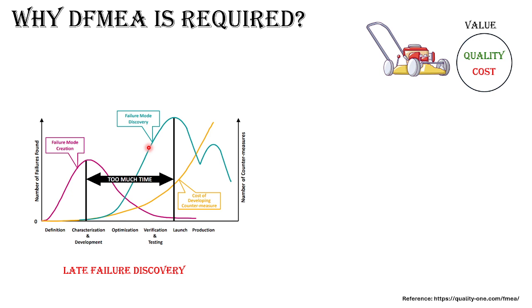And eventually, when those get detected at the end, obviously those are going to cause a lot of cost, and that can be really easily avoided if the product has feedback, or if it goes to the DFMEA phase, a proper DFMEA phase.